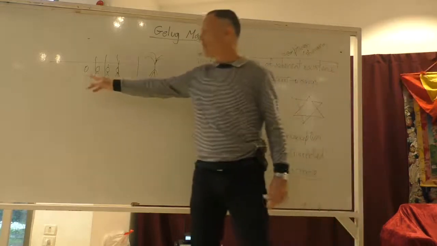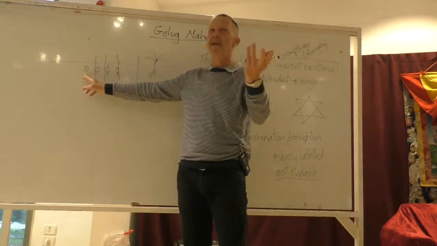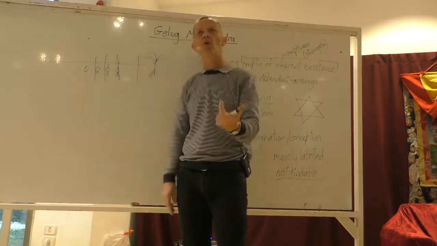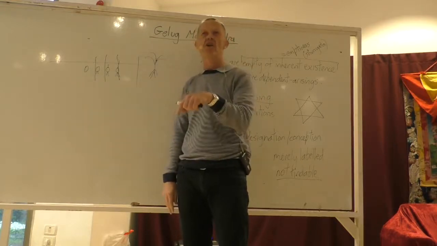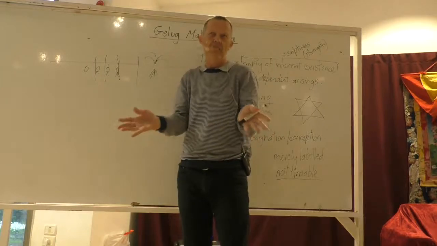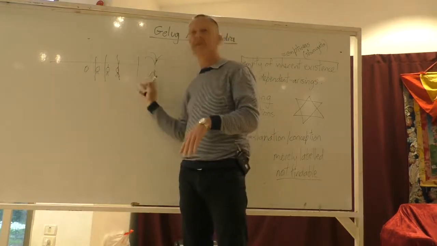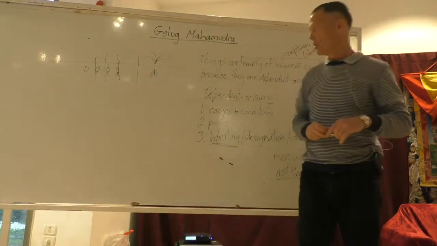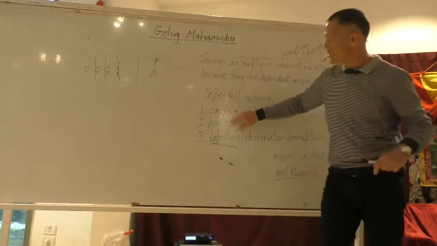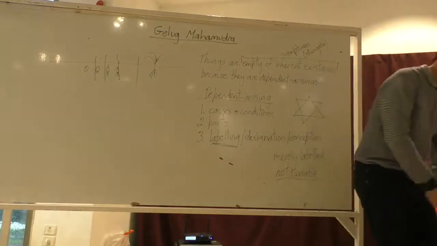You can't call something a seed unless you have the idea plant. You can't call something a cause unless you have the idea result. Whether or not it produces it is irrelevant. Just to call it a seed implies plant. They're mutually dependent. So that's causes and conditions. Let's now look at parts.